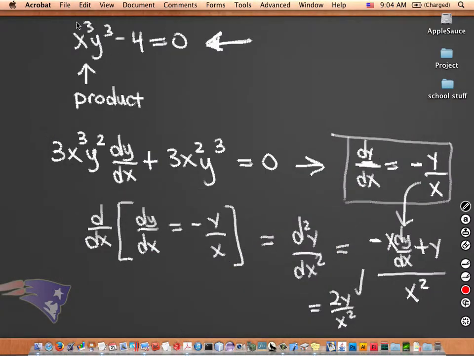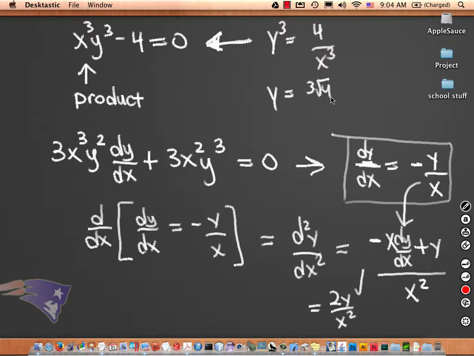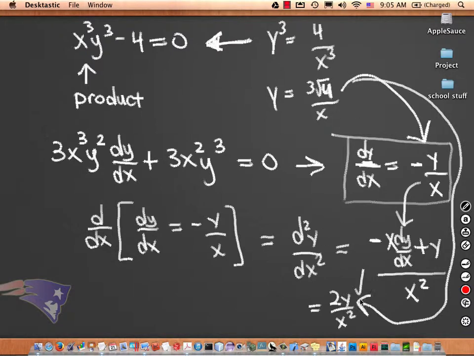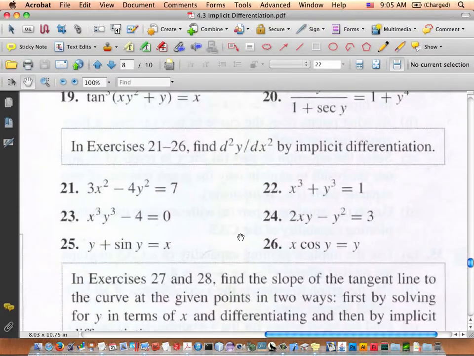But if we were, we'd add 4, y cubed is equal to 4 over x cubed, and then we'd take the cube root. So y is equal to the cube root of 4 over x. And now we can substitute that explicitly here and know what the first derivative is explicitly. And then we can substitute that in here and then know what the second derivative is explicitly. Does that make sense? Yes, no, sort of.